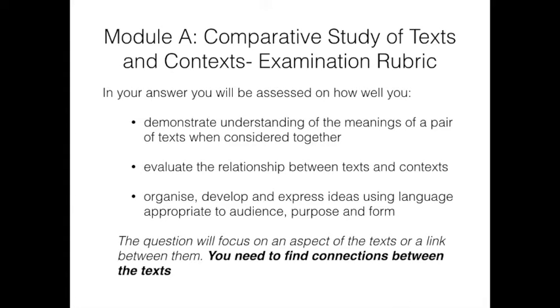It says, demonstrate understanding of meanings of a pair of texts when considered together. That means we need to talk about Richard and Looking for Richard simultaneously. We can't focus too much on Richard, nor can we focus too much on Looking for Richard. We need to be able to talk about them in unison and integrate them in our responses.